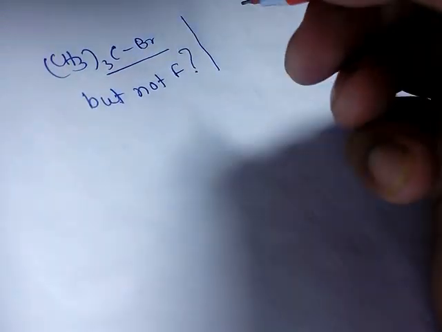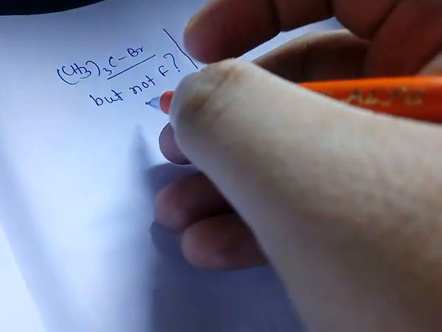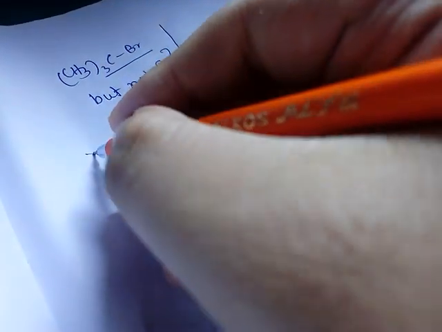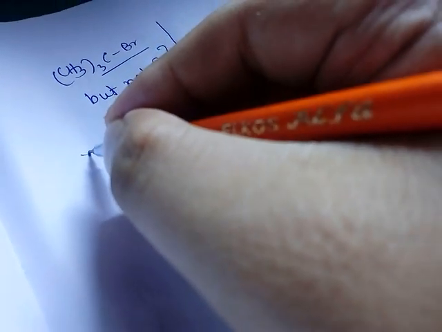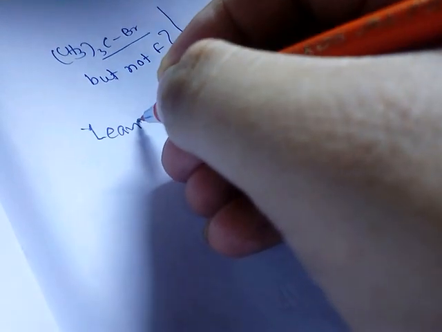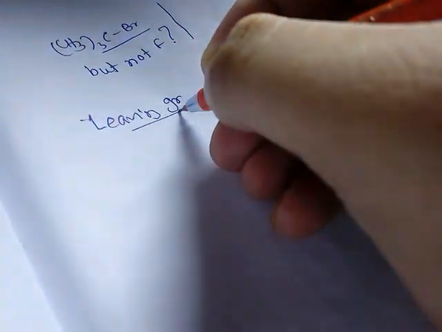Not F. Why? Because I can easily take CH3 CH3 CH3 CF, but I cannot take it, because here the main point is the leaving group capacity, leaving group ability.